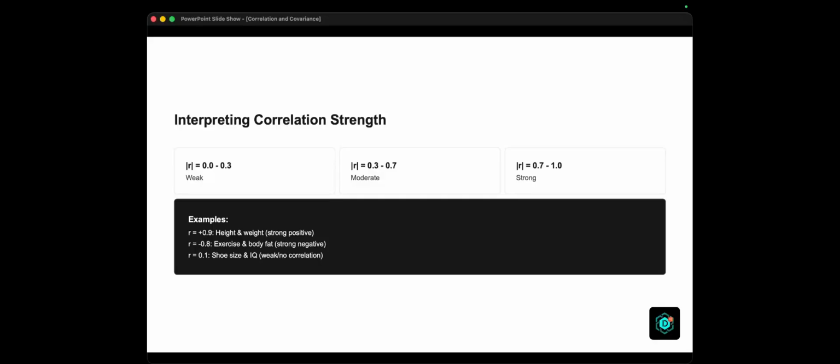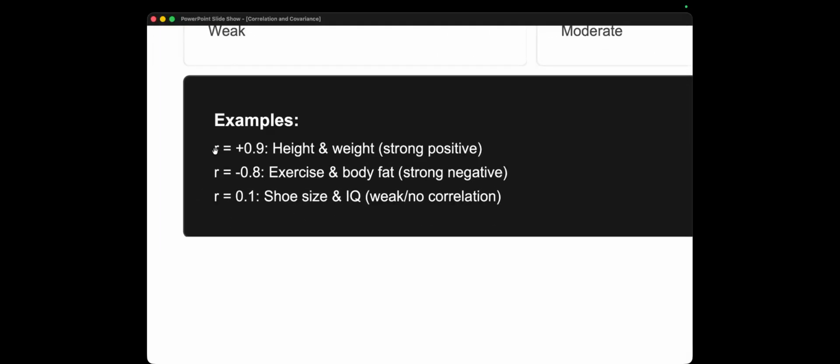Now, let's take some examples. If we have a Pearson correlation of positive 0.9 between height and weight, it means a strong positive correlation. I'm giving you just some examples. Minus 0.8 between exercise and body fat means a strong negative correlation, which means the more exercise you do, the more body fat you lose. And a very small one, 0.1, for shoe size and IQ. So how is your shoe size related to your intelligence quotient, or your IQ?